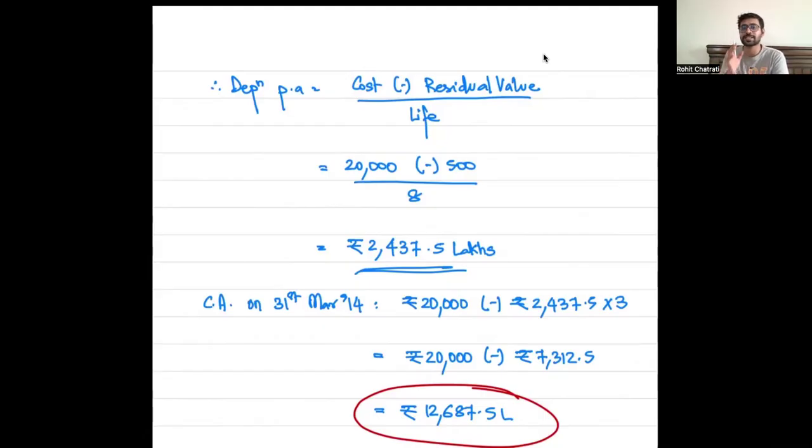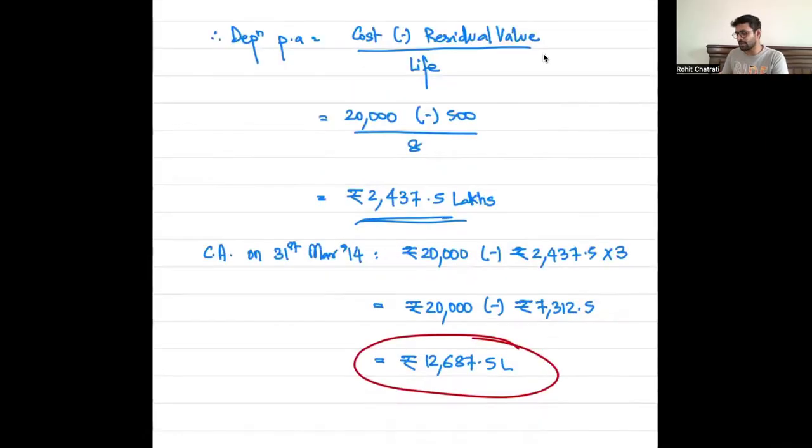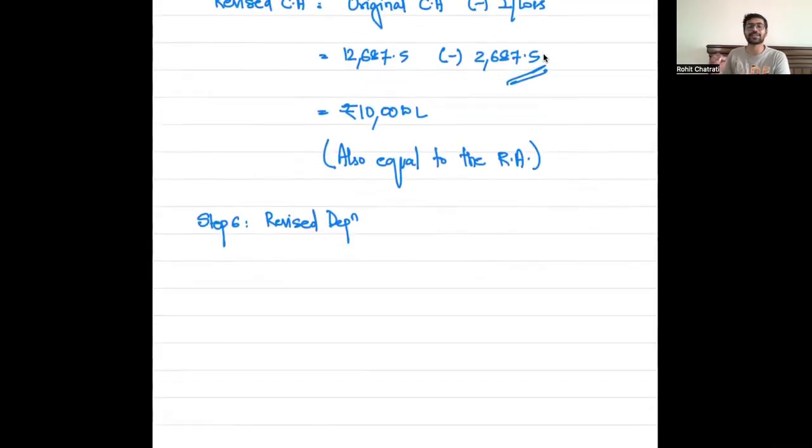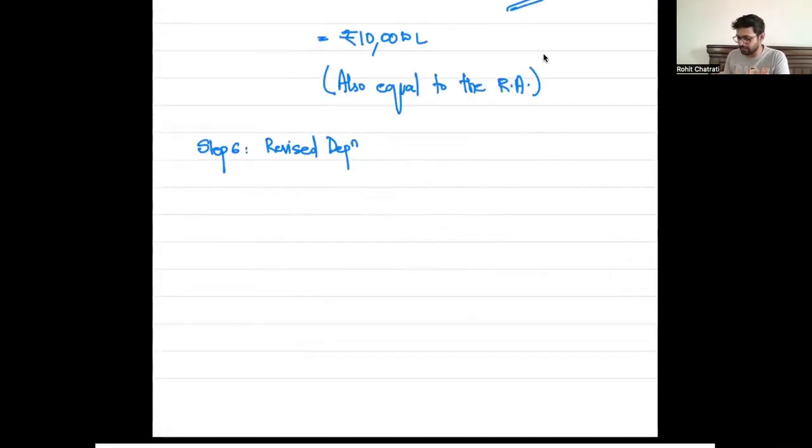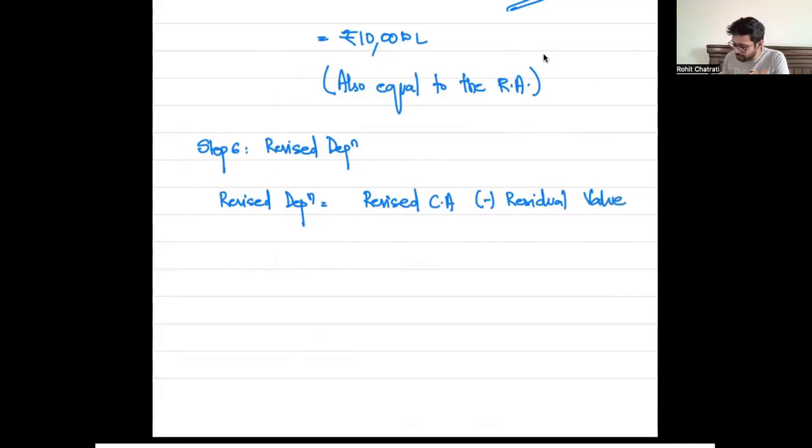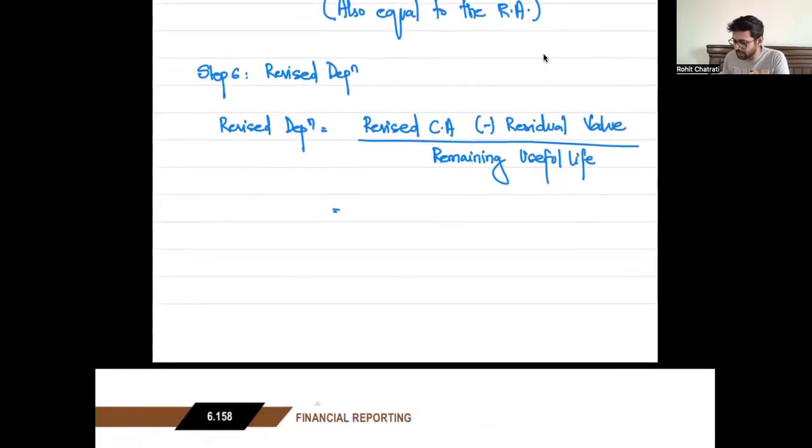We calculate the revised depreciation as the carrying amount less any residual value divided by the remaining useful life. The revised depreciation will be calculated as revised carrying amount less residual value. Please do not forget that residual value is required to be deducted for the purpose of calculating depreciation, divided by remaining useful life. The denominator will not be 8 years, but it will be 5 years. We will be dividing it by the remaining useful life.